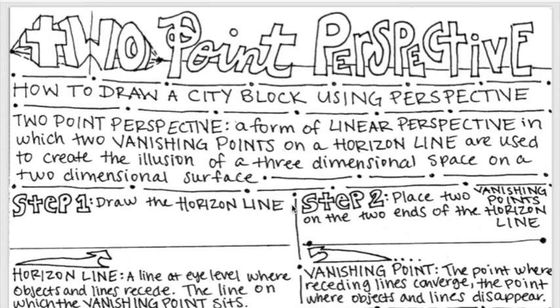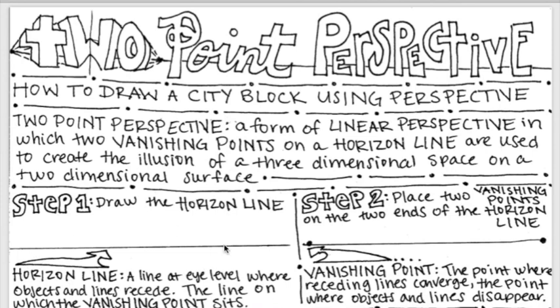So we are looking at this 2-point perspective sheet, how to draw a city block using perspective. And I'm just going to read through this and then we'll get over to the demo. The sheet here says 2-point perspective is a form of linear perspective, that means line perspective, in which two vanishing points on a horizon line are used to create the illusion of a 3-dimensional space on a 2-dimensional surface. So kind of what we were practicing in 1-point perspective, except for now there's 2 dots. And this is going to walk us through the steps of how to do it. And then I'll show you how to do it in the demo too.